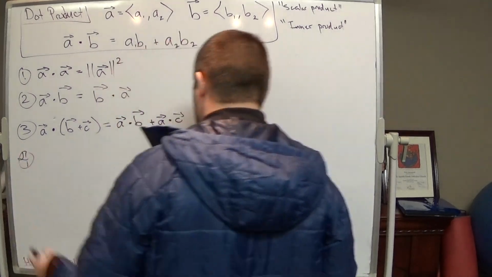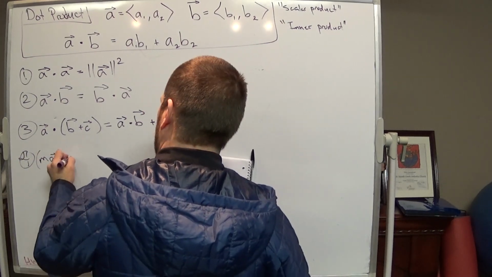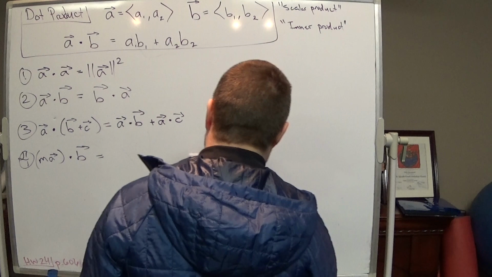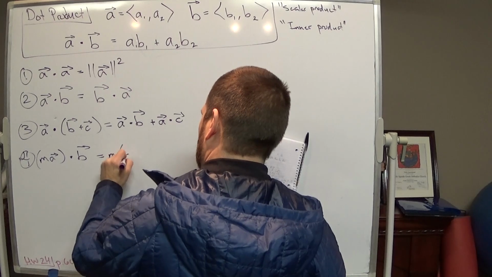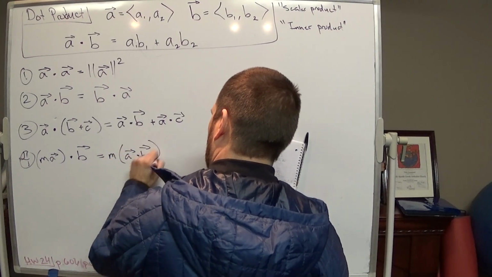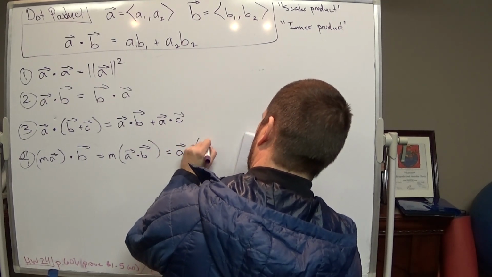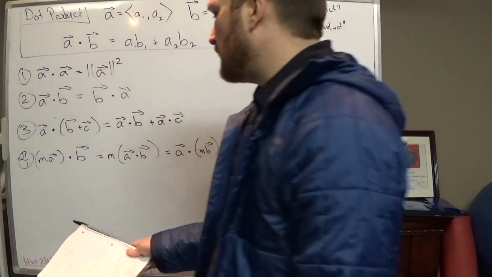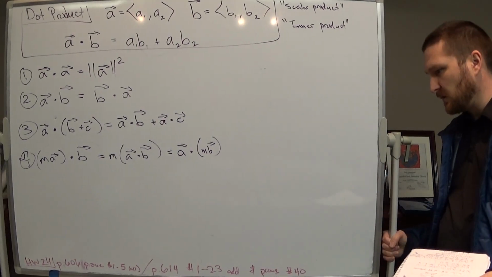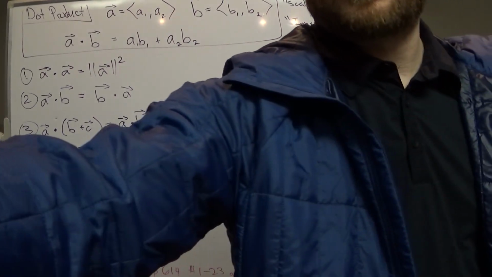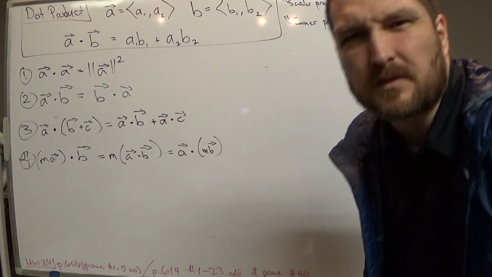Property 4 is going to be m times a dot b, is the same thing as m times a dot b, and it's also the same thing as a dot m times b. So again, you just use the definition, a1, a2, b1, b2, do a bunch of manipulation, and make sure that you can turn one into the other. Let me make sure I haven't messed this up too badly. That looks all right. Okay.